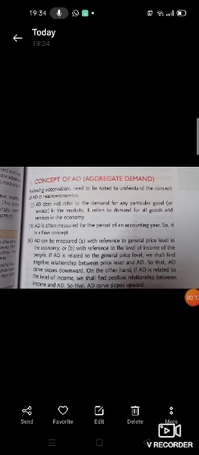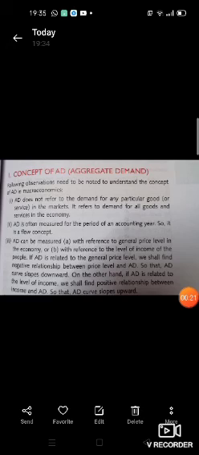Concept of aggregate demand. The following observations need to be noted to understand the concept of aggregate demand in macroeconomics. Aggregate demand does not refer to demand for any particular good in the market. It refers to demand for all goods and services in the economy. AD is often measured for an accounting year, so it is a flow concept.